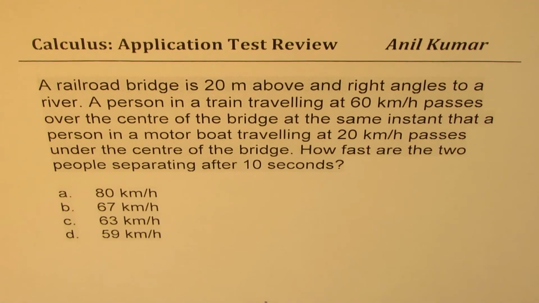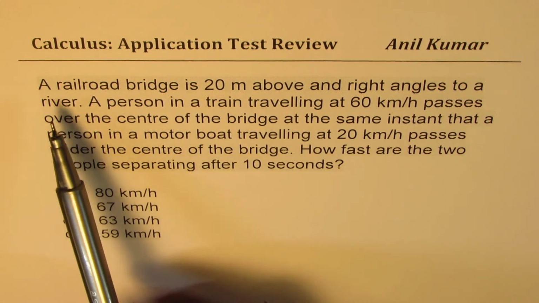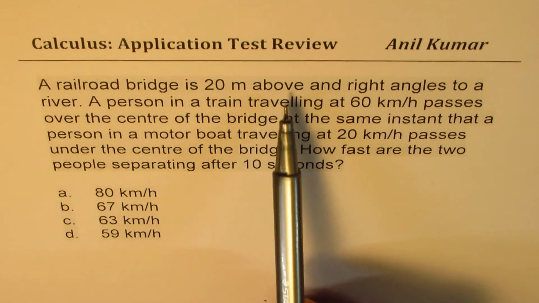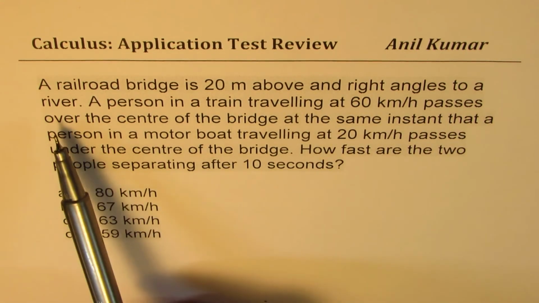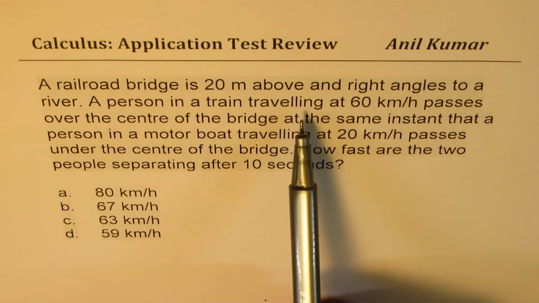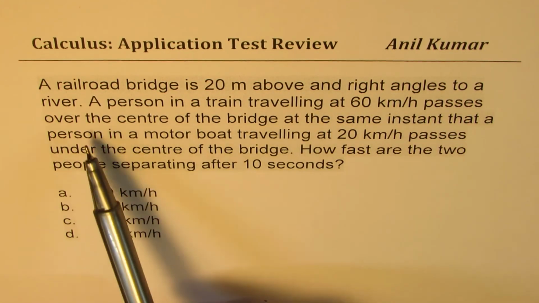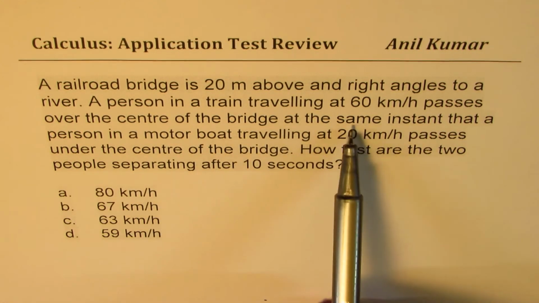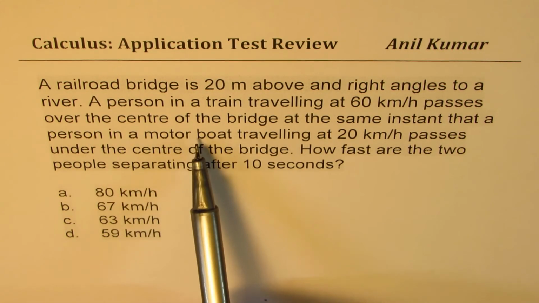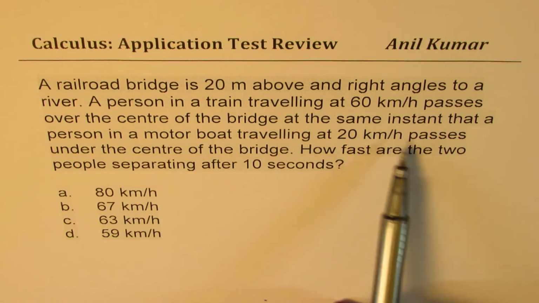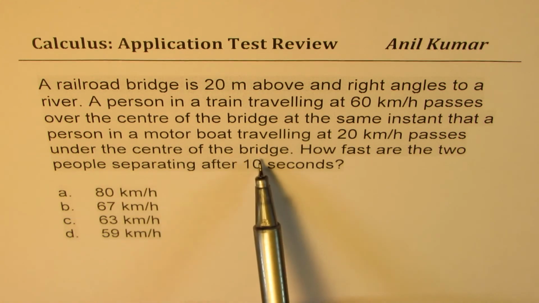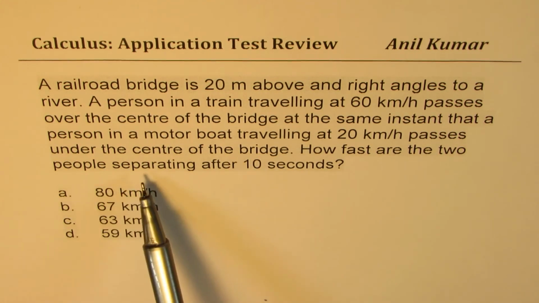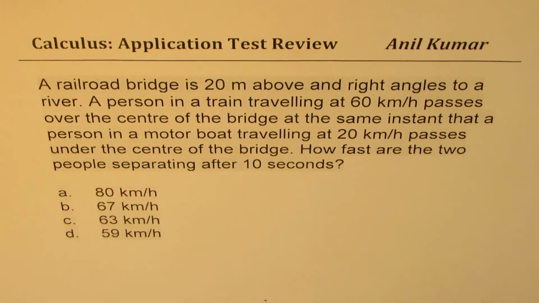Now here is a thinking question on related rate of change. The question here is, a railroad bridge is 20 meters above and right angles to a river. A person in a train traveling at 60 kilometers per hour passes over the center of the bridge at the same instant that a person in a motorboat traveling at 20 kilometers per hour passes under the center of the bridge. How fast are the two people separating after 10 seconds? So that's the question for you. You can pause the video, think about it, and then answer.